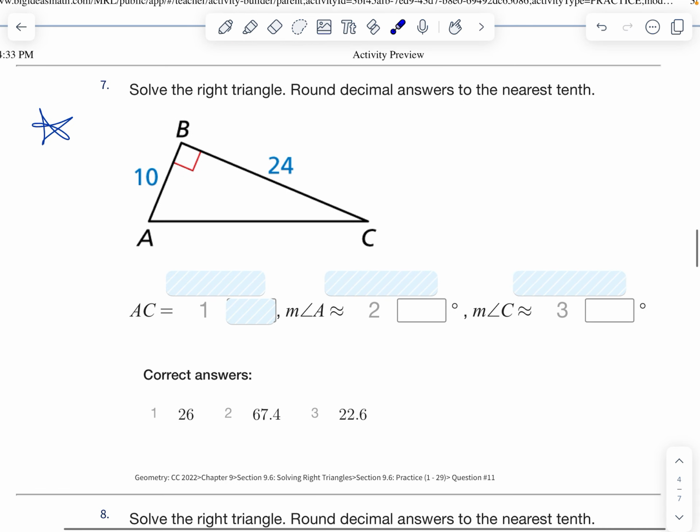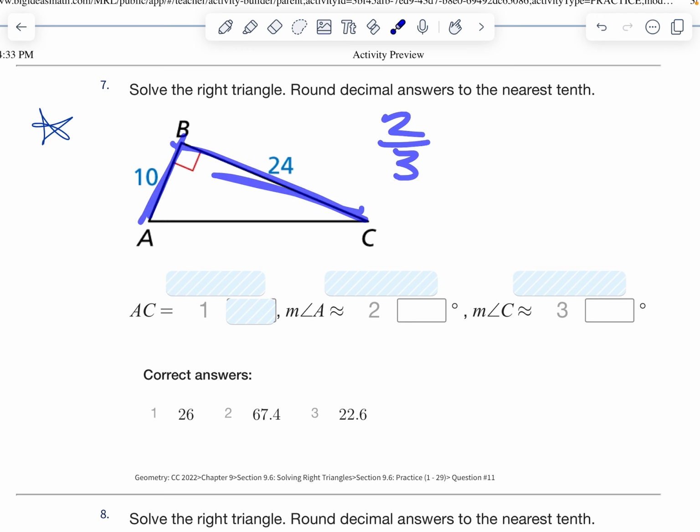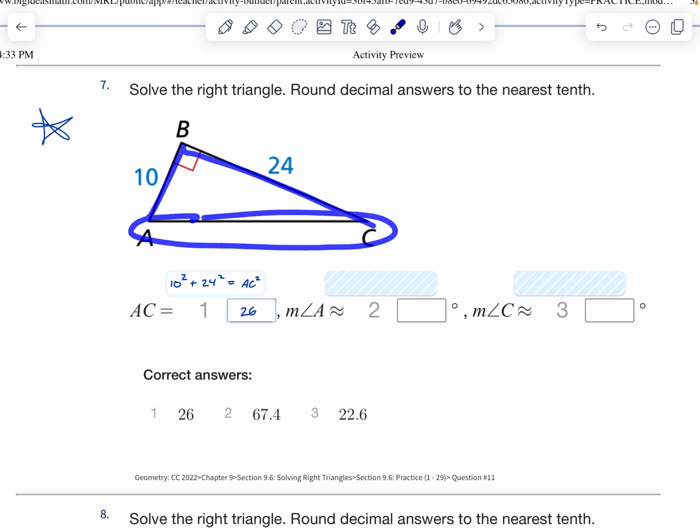Solve the right triangle. Here I'm going to talk about how we would solve for the 3 missing pieces, which in this case are angle A, angle C, and side AC. To find side AC, think about what you have. I have AB, I have BC, which means I have 2 out of the 3 sides of a right triangle. I'm going to use the Pythagorean theorem. 10 squared plus 24 squared is equal to AC squared. In that case, AC's got to be 26.